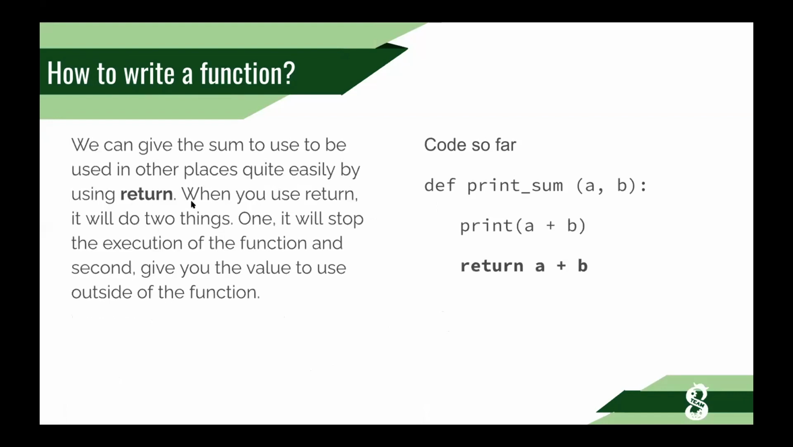This is where the return statement comes into play. The return statement can only be executed once inside a function. You can have multiple return statements, but only one of them will be executed when you call a function. So what return does is it first stops the execution of the function and it returns whatever value you give it to be used outside of the function. So here we have def print sum A and B. You first print A plus B, and then you return A plus B. After this, the function will stop executing.